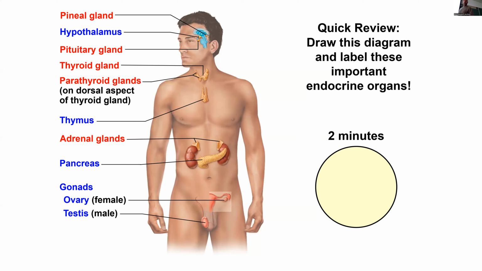Go ahead. I just wanted to ask real quick. I can't remember, why are some labeled blue and some labeled red? Good question. Thanks for asking that. The ones in red are exclusively endocrine organs, whereas the ones in blue also have other functions as well. Like the hypothalamus is an endocrine gland, but also part of the brain, part of the nervous system. And the testes, for example, are involved with sperm production, but also testosterone production.